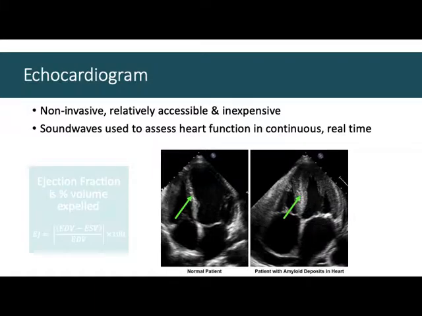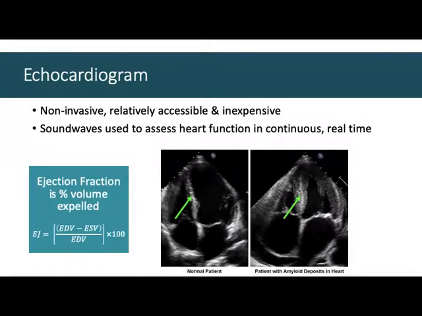And so you get a nice, continuous, comprehensive image of how the chamber, not closes, but expands and contracts, how it fills during diastole and empties during systole. Diastole is the resting period of the heart, and systole is when the heart contracts.